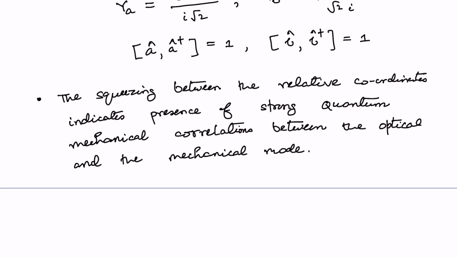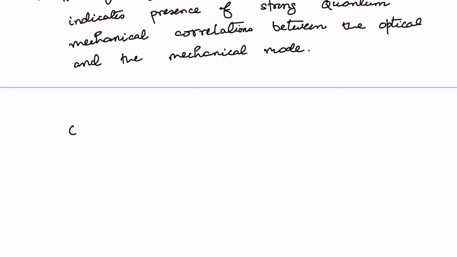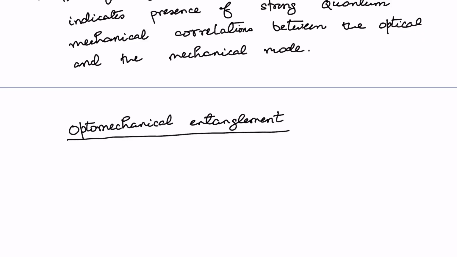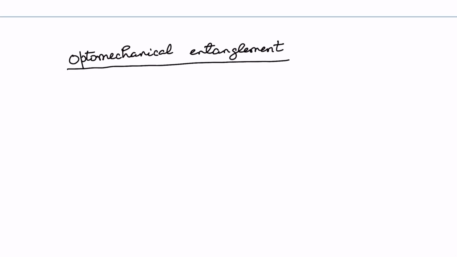Okay. In fact, one such strong quantum correlation is the so-called optomechanical quantum entanglement. Optomechanical entanglement is a very strong quantum correlation. So let me give you a very brief idea. We are not going to discuss in detail. This is basically the entanglement between the optical mode and the phonon mode. To give you a very brief idea about it, let me explain it this way.